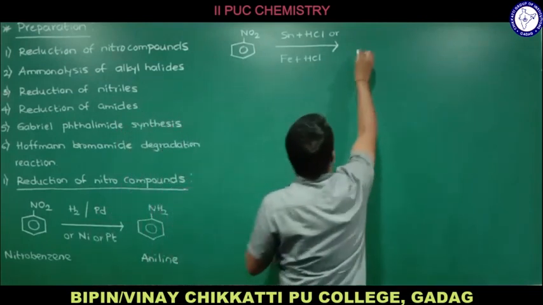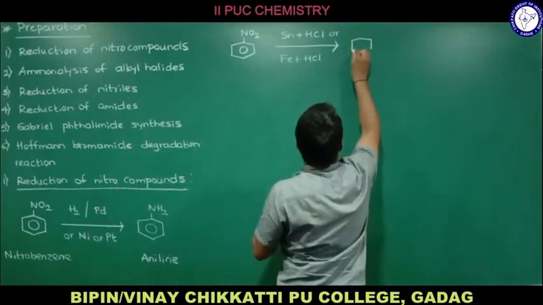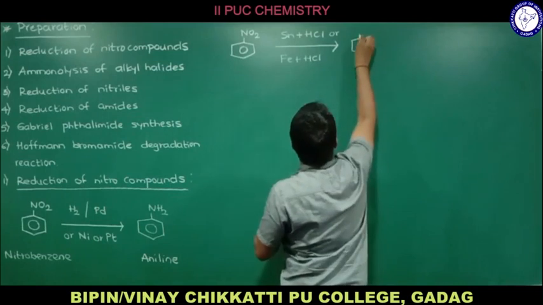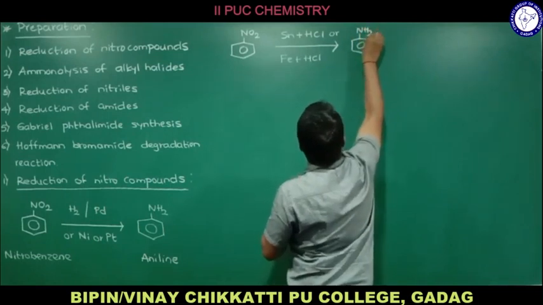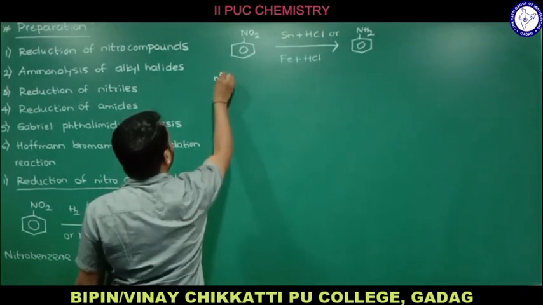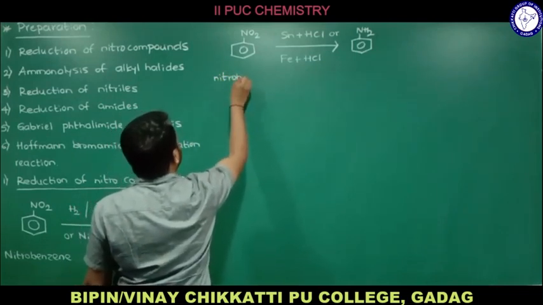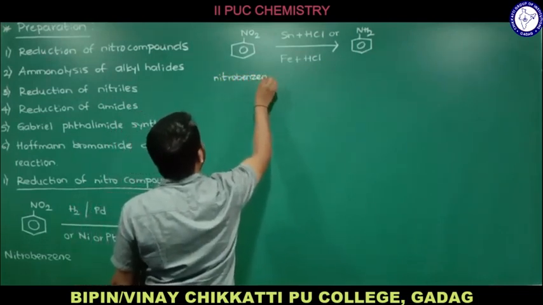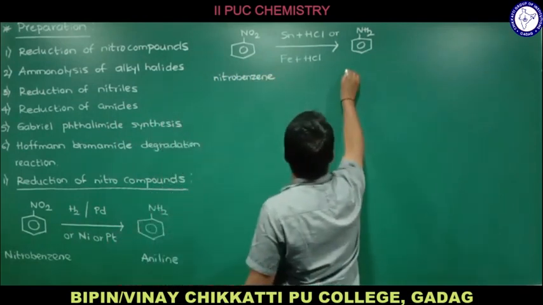So here the product we are going to get is aniline, since the NO2 group is converted into NH2, and in the same example I consider, this will be nitrobenzene and this will be aniline.